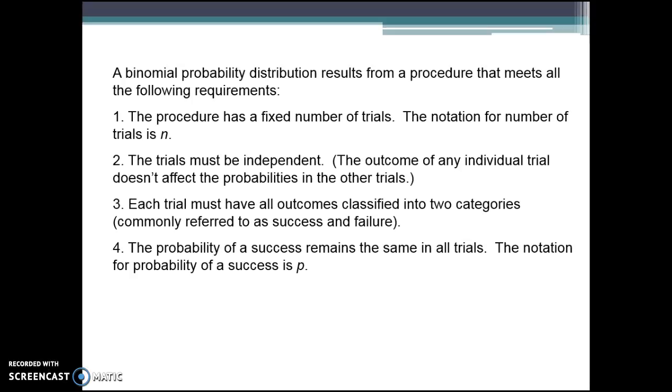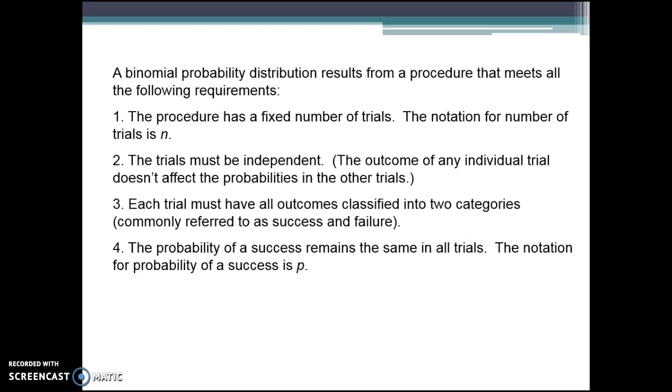The trials have to be independent. What that means is if I flip a heads on the third flip, does that change the probability of getting a heads on the fourth flip? No. It doesn't matter how many heads I flip in a row, the probability that the next one is heads is still going to be 50-50. So that's what it means to be independent.